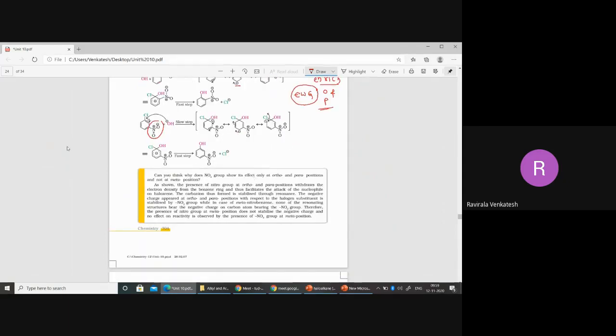Now, after the class, you can read this one. Can you think why does the NO2 group show its effect only at ortho and para positions? So you read this one. Whatever we discuss, it will be there. You have to read this and make notes also for this part. Why is this happening? Make notes also.